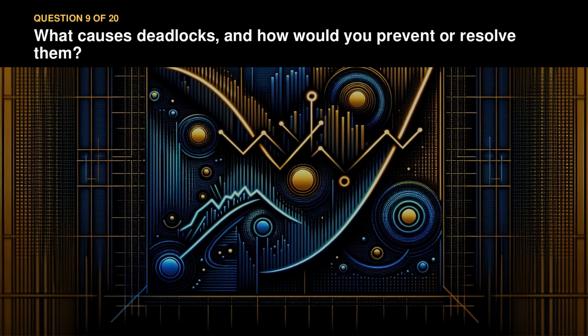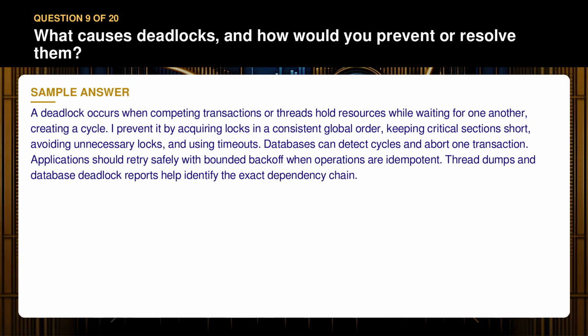Question 9. What causes deadlocks, and how would you prevent or resolve them? A deadlock occurs when competing transactions or threads hold resources while waiting for one another, creating a cycle. I prevent it by acquiring locks in a consistent global order, keeping critical sections short, avoiding unnecessary locks, and using timeouts. Databases can detect cycles and abort one transaction.